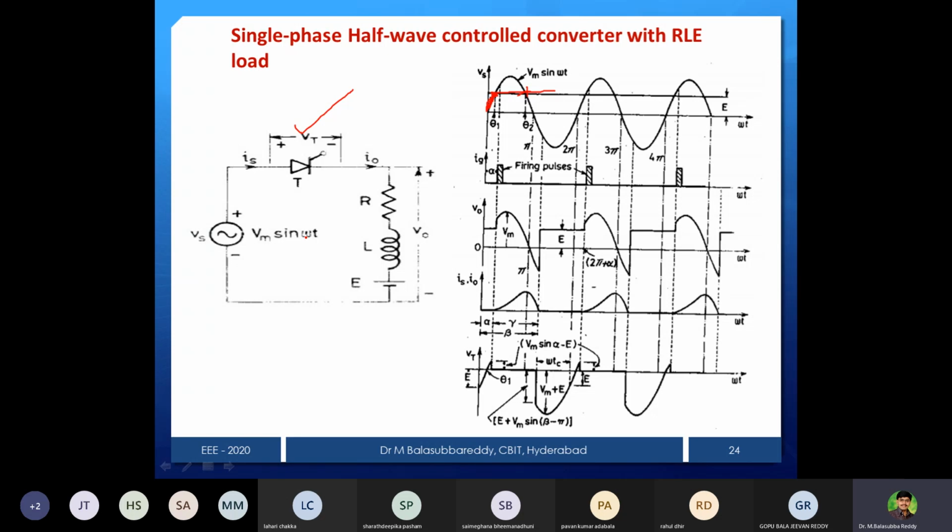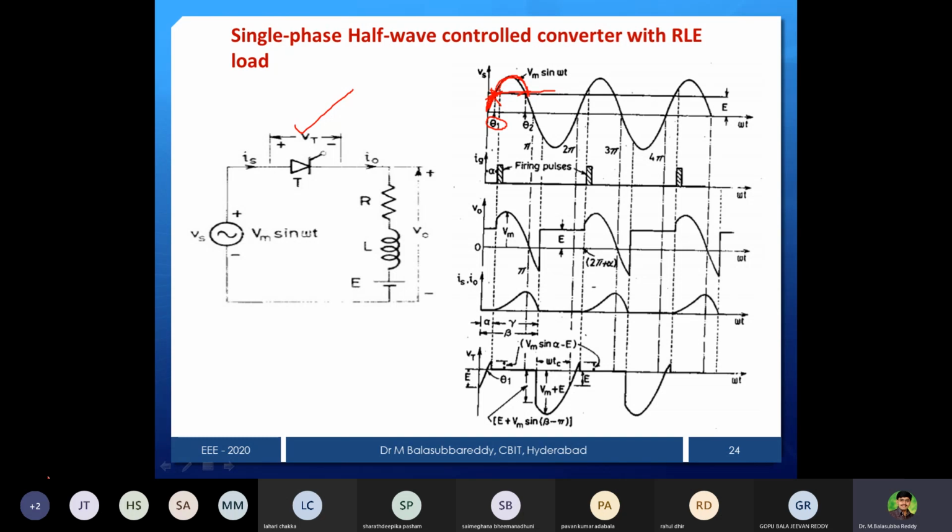That is the instant. But now what will happen? You can notice the thing. Before theta 1, the anode is less positive than the cathode. That's why the thyristor will not be forward biased. Even if you give the firing pulse, it will not trigger, because it is reverse biased. So that is the reason we look at the instant theta 1. At theta 1 onwards, both magnitudes are the same, and from there onwards the supply is more positive than the battery. That's why we should not give the firing pulse before theta 1.